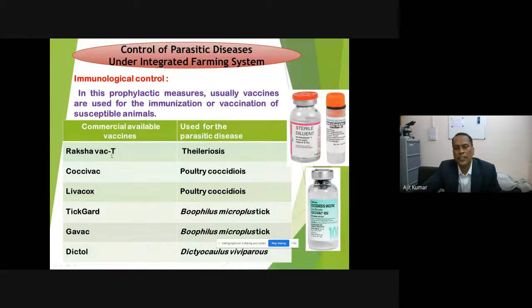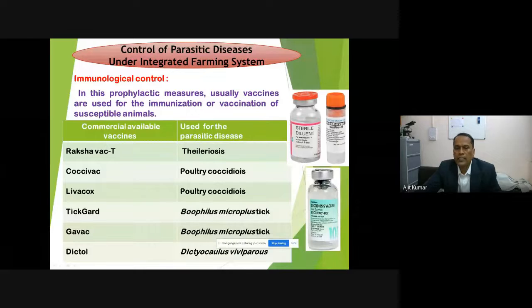Raksha Bhakti is developed by the National Dairy Development Board and marketed by Indian Immunologicals, and is used against theileriosis. Theileriosis is a dreadful and economically important disease, especially in dairy animals, which mainly affects cattle. Then coccidiosis is another protozoan parasitic disease, ubiquitous in the poultry industry, and a main hurdle there. So coccidiosis can be controlled by using a vaccine, Livacox.